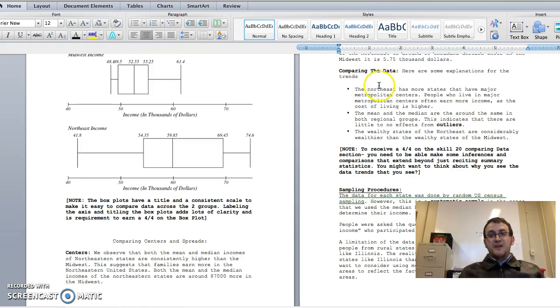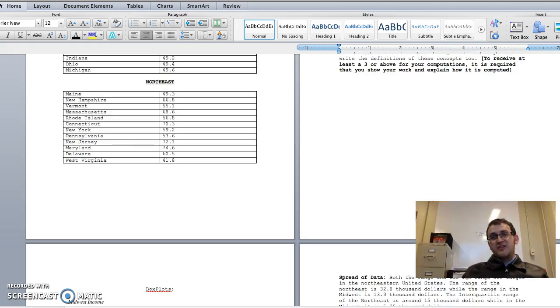And then I also want you to compare the data. Some good insights could be that the Northeast has more states that have major metropolitan centers. People who live in major metropolitan centers are more often going to earn more income, and the cost of living is higher. You could say something like the wealthy states in the Northeast are considerably wealthier than the wealthier states of the Midwest. And we can see in both groups that the mean and the median are relatively the same, and there's no effect, particularly, from the outliers.